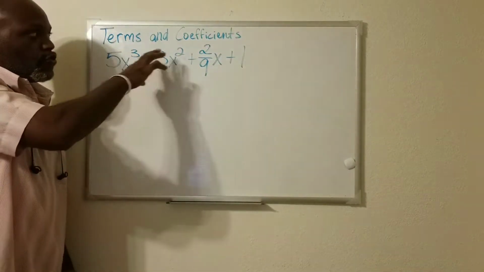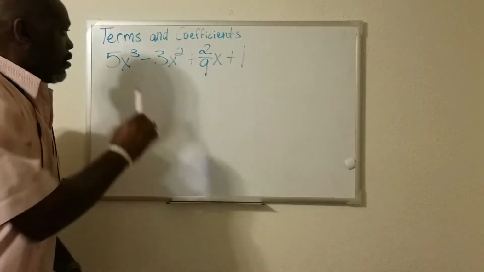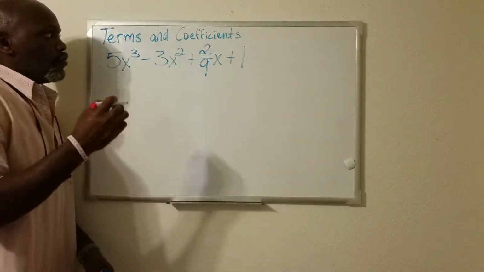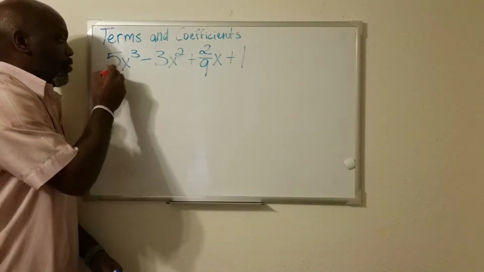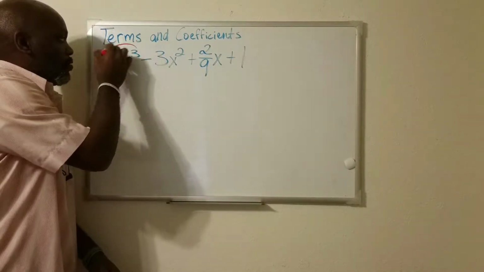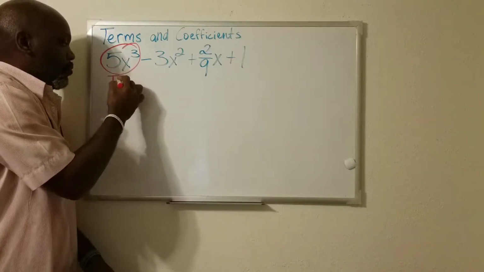We're going to talk about terms and coefficients. The polynomial that I've written out has what you call terms and coefficients. So, for example, the 5x to the third is called a term.